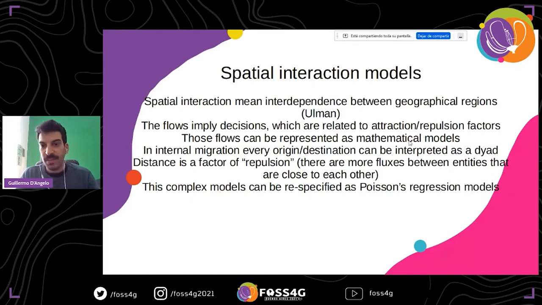Those flows can be represented as mathematical models. In internal migration, every origin-destination pair can be interpreted as a dyad in the flow, like the edge between two nodes. And distance could be a factor of repulsion, which is to say that there are more flows between entities that are close to each other. So people prefer to move to places that are close in between. This complex model can be re-specified as Poisson regression models, which are easier to deploy.